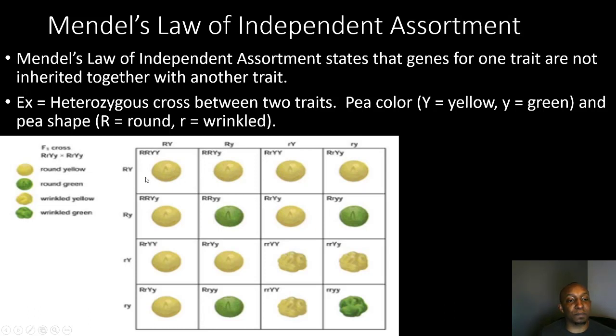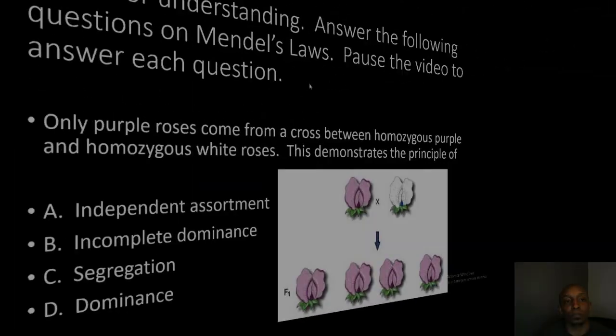Some of these peas are round and yellow. Some of these peas are round and green. And then if you notice, some of these peas are wrinkled and yellow, and some of these peas are wrinkled and green. This is a perfect example of showing that traits are not inherited together. They independently assort from one another.